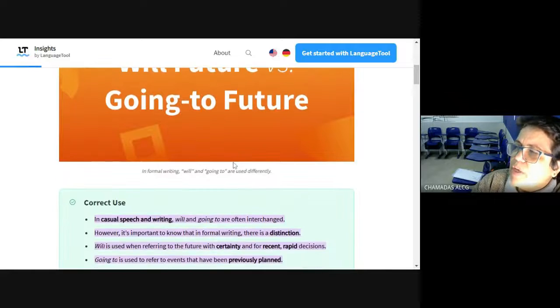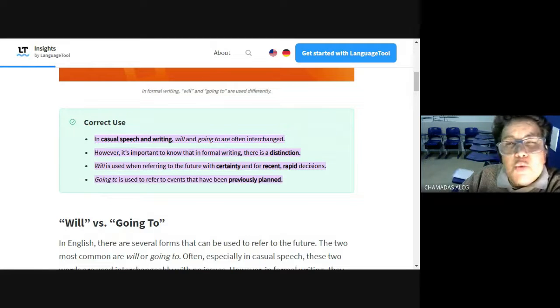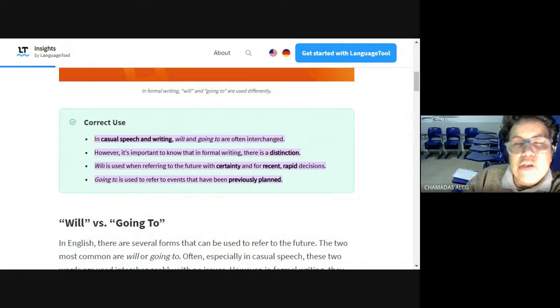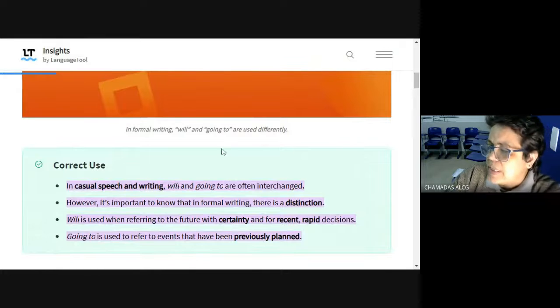Okay, so here we go. So in casual speech and writing, we can use will and going to, okay? They are interchanged. You can alternate, all right? However, it's important to know that in formal writing, there is a distinction, okay? So there is a difference. This is what we are seeing now.